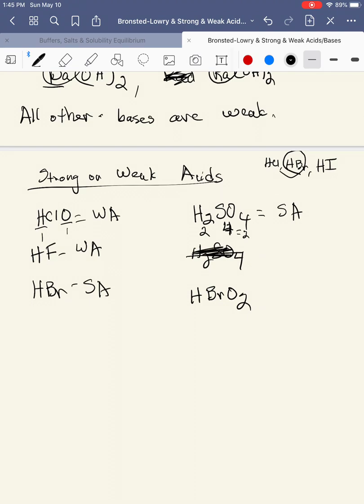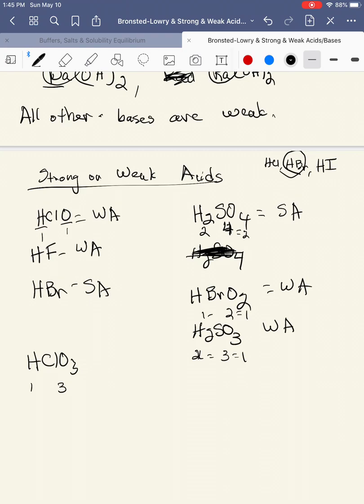Don't know why I did H2SO4 twice. Let's try H2SO3. 3 oxygens, 2 hydrogens, difference of 1, weak acid. HBrO2, 2 oxygens, 1 hydrogen, difference of 1, weak acid. Let's do one more, HClO3. 3, 1, difference of 2, strong acid.